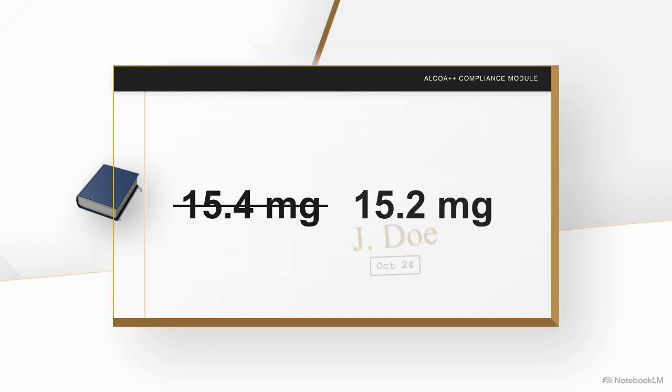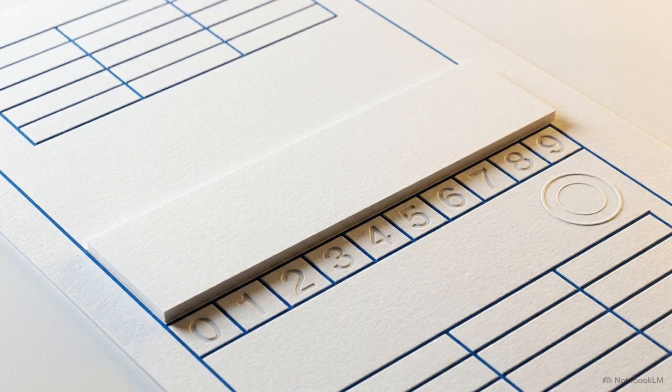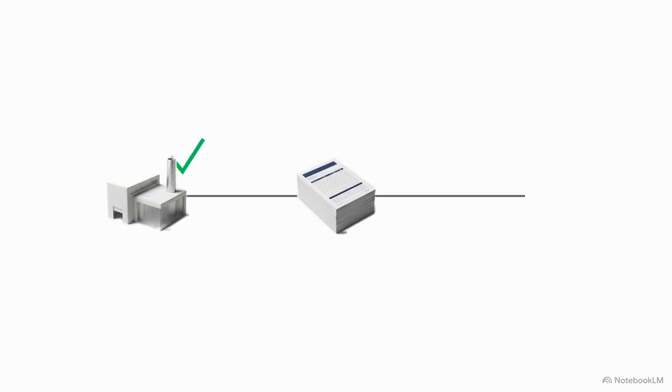To resolve an error, use a single clean strike-through. Sign it and date it. This transparent correction keeps the entry visible and ensures the evidence is defensible. Pharmaceutical documentation relies on 2 rules. SOPs must be practical for the shop floor, and records must be ALCOA++ compliant.